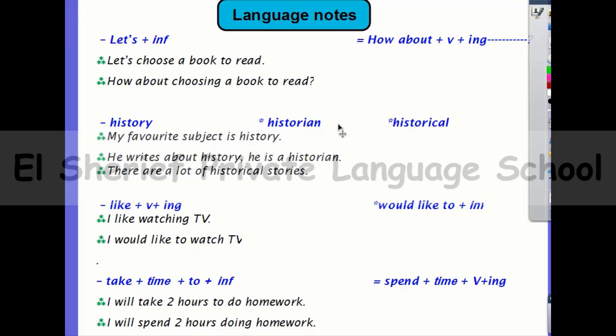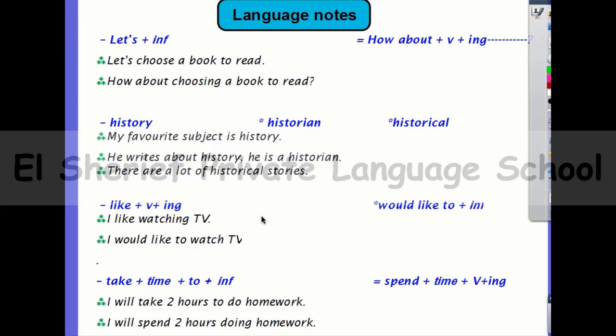Let's know the difference between these three words: history, historian, or historical. Number 1, history is a school subject. For example, my favorite subject is history. Number 2, historian. Historian is the one who writes about history, so he is a historian. Number 3, historical. Historical is an adjective. For example, there are a lot of historical stories.